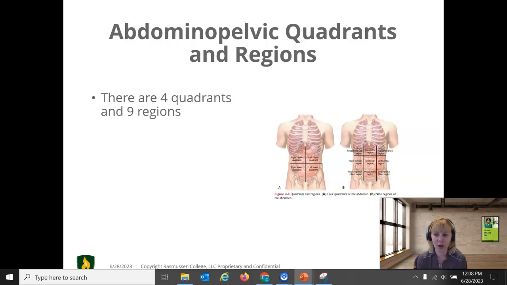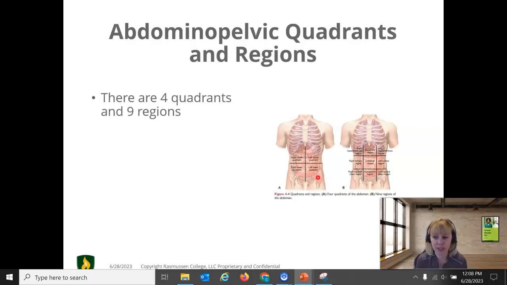The quadrants are called upper and lower, and then they're divided into left and right. So this is the right upper quadrant, this is the left upper quadrant, right lower quadrant, left lower quadrant.